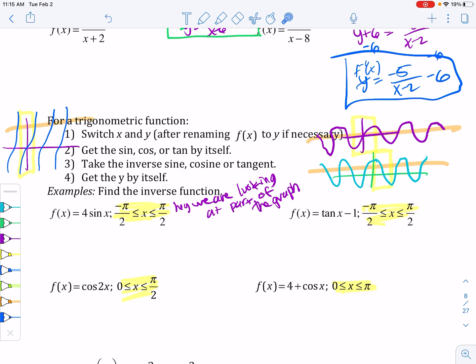Okay, so we start the same way. We switch x and y, so we have x equals 4 sine y. Okay? Now, on this one, instead of getting the parentheses by itself, we want to get the trig function alone. So whatever the sine, cosine, or tangent is, that's what you want by itself. So I want to get this thing alone. So you can think of get whatever kind of function it is alone, or whatever with your parentheses.